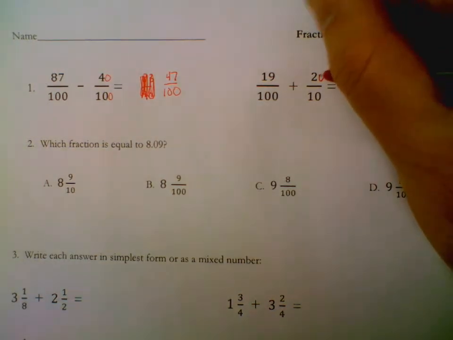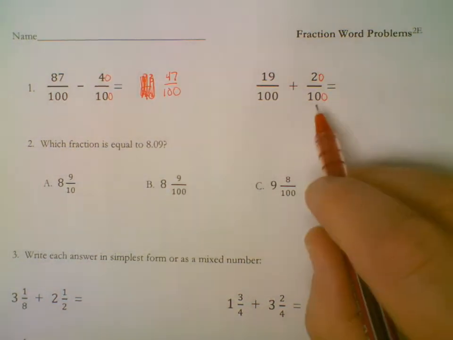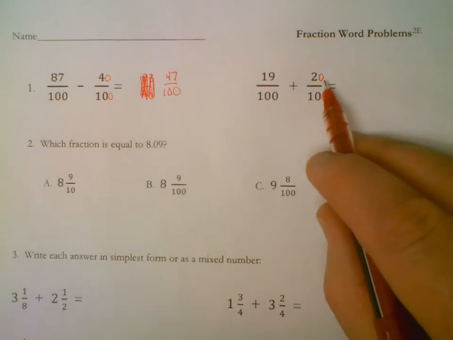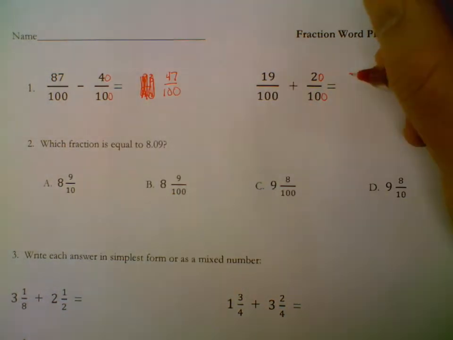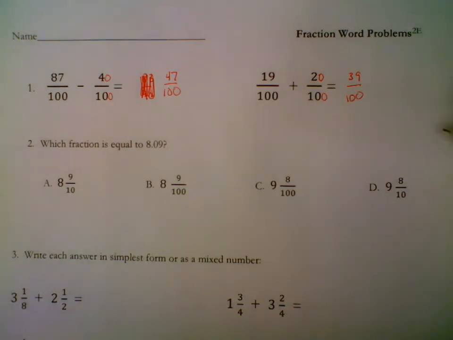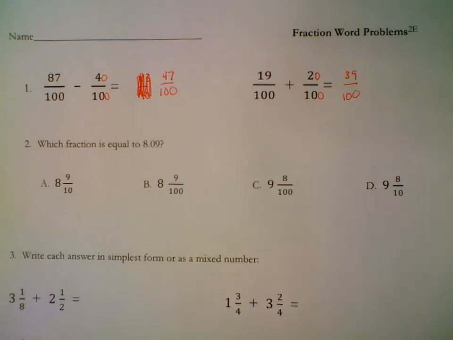Yep, add a 0 here, add a 0 here. Because you're really just timesing this by 10, times this by 10. Now you have 20 out of 100 plus 19 out of 100. You can type that into your calculator. And the denominator stays the same, okay?